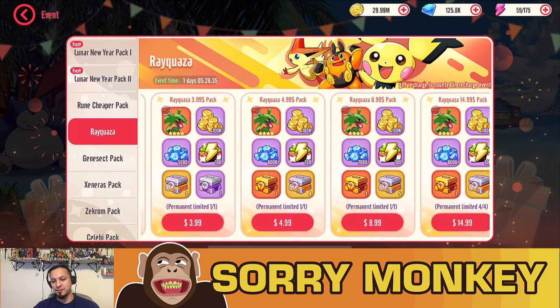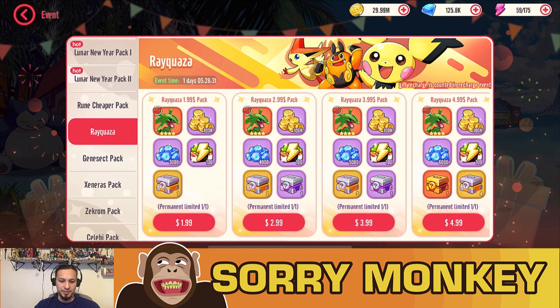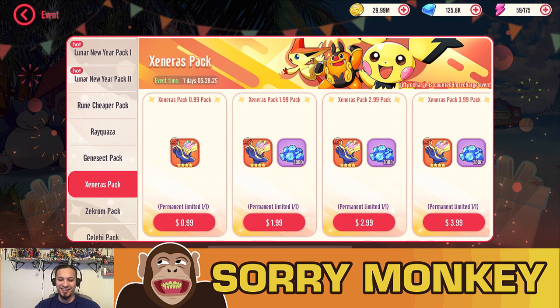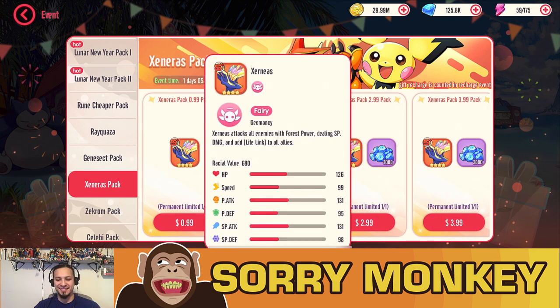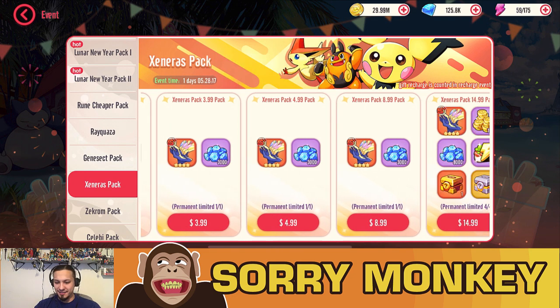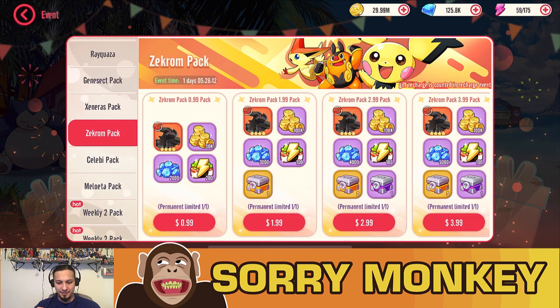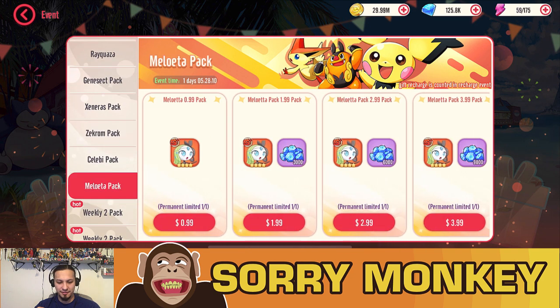I think it's kind of worth it. And then it starts to lose value as you pay more money. But I mean, come on, right? $1 for Xerneas. It's just crazy. And look, you can get all of these.